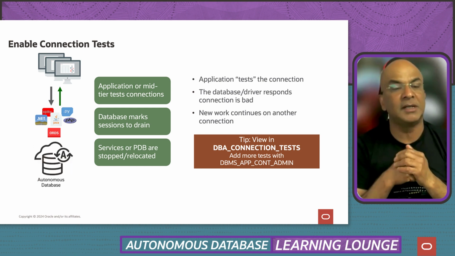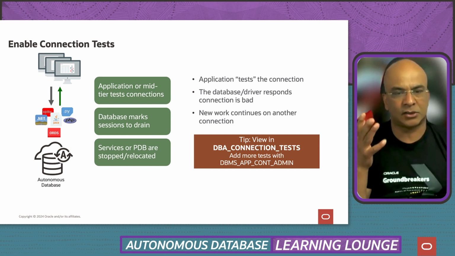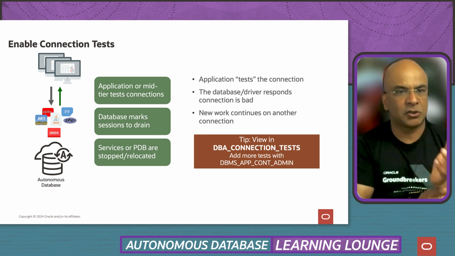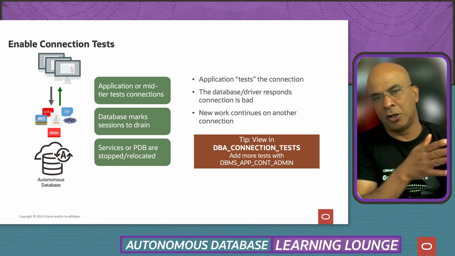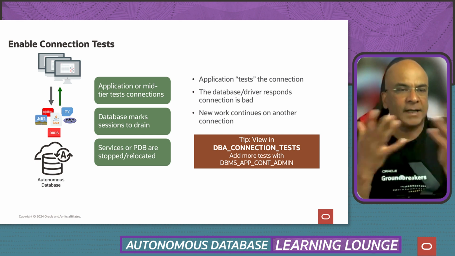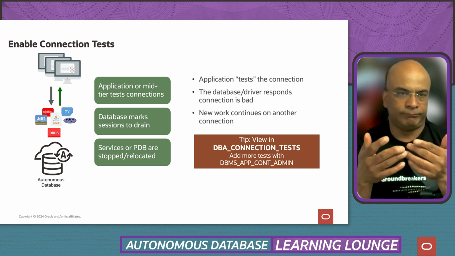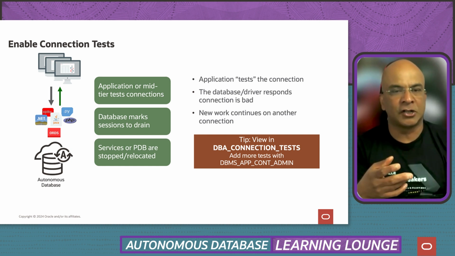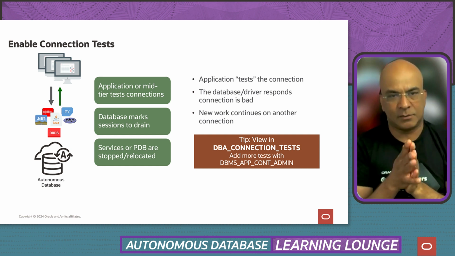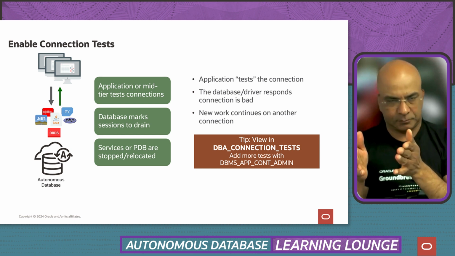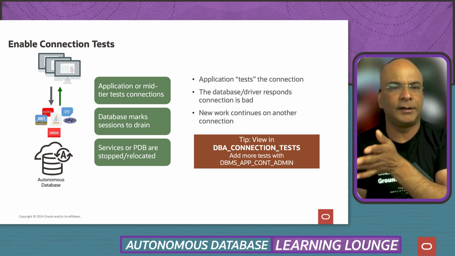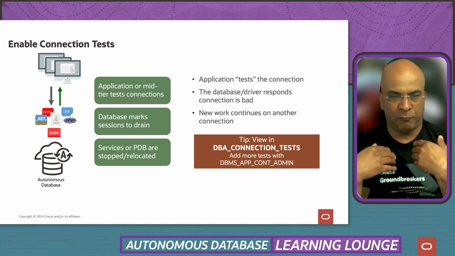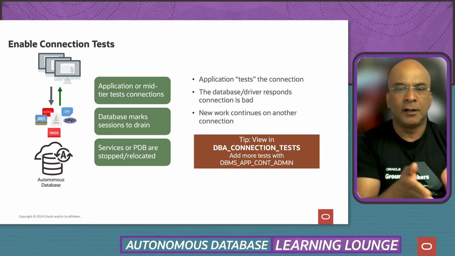In this case I put RAC, but this could pretty much be an autonomous database. When services are stopped or relocated using DBMS_APP_CONT, the database marks the sessions to drain, and the application or mid-tier would test their connection. And what is a test? It doesn't mean go initiate a connection request and wait. We provide various pre-built and predefined tests, or we provide a way by which we can tell them what to do.